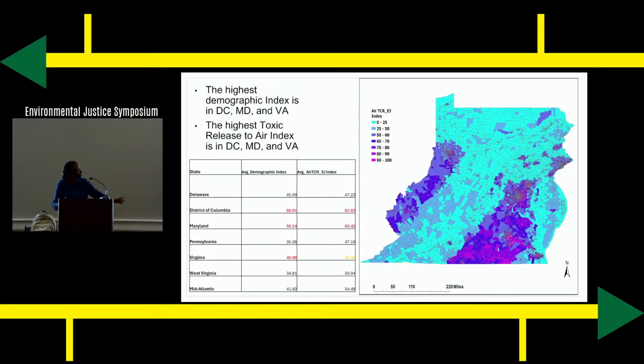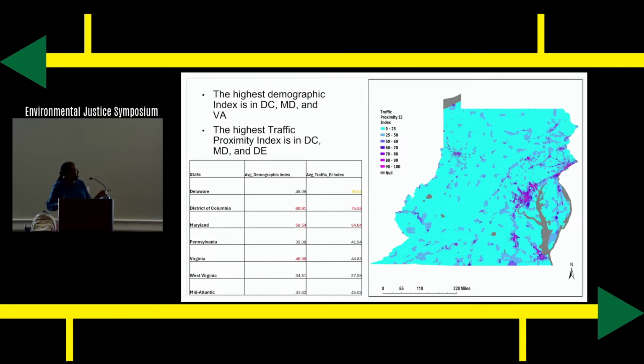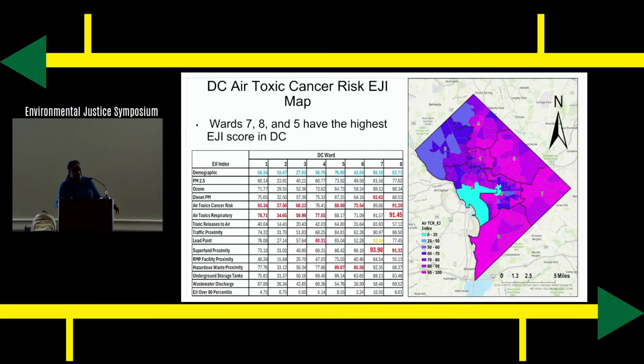The next one. This is traffic proximity. So we have the demographic index and the EJ index for traffic proximity for the Mid-Atlantic region. Yes, the next one, please. So DC. This is the statistics for DC.